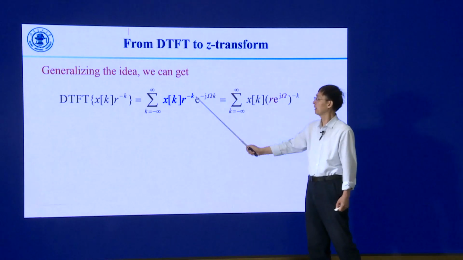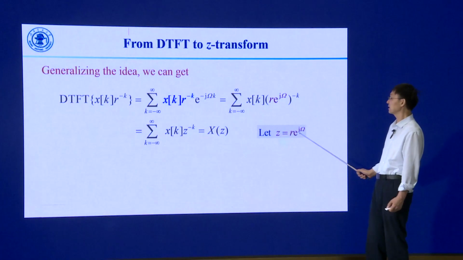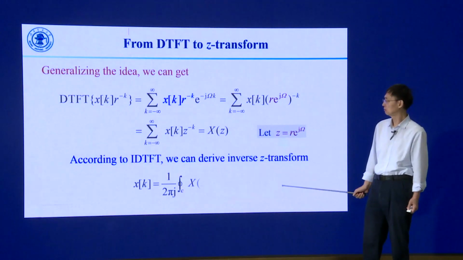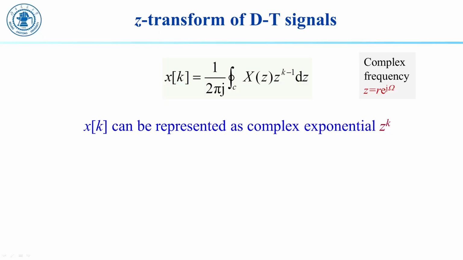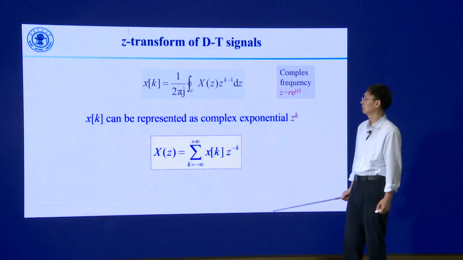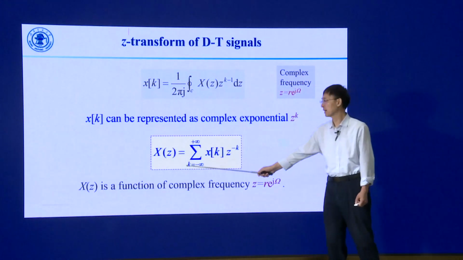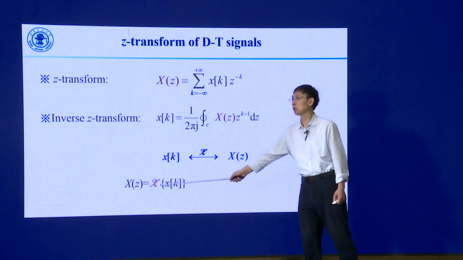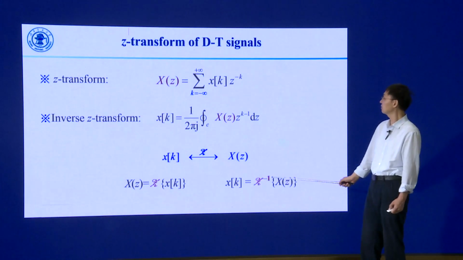Generalizing the idea, we can get this expression. Here, z is defined in this equation. According to IDTFT, we can derive the inverse Z transform. In this formula, according to the discussion, we can know x of k can be represented as a complex exponential signal. This is the definition of the Z transform. X of z is a function of complex frequency z. We use this symbol to express the Z transform, and this symbol to express the inverse Z transform.